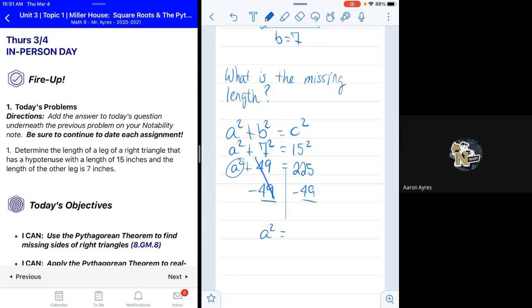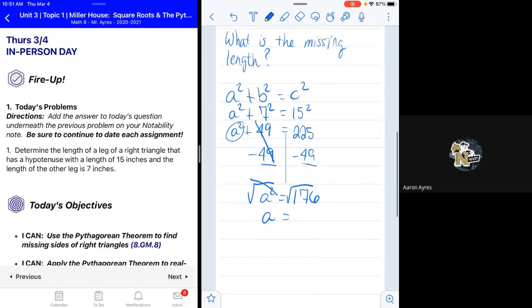I have A squared. What is 225 minus 49? Raise your hand. Help me out with that, please. Okay, good. Madeline? 176. Yeah. Confirmation? It's 176. That's okay. 176. All right. Is 176 a perfect square number? Because the next thing I have to do is take square roots, right? Those cancel out. I'm left with A. If it is not a perfect square number, I need to approximate it to the nearest tenth.